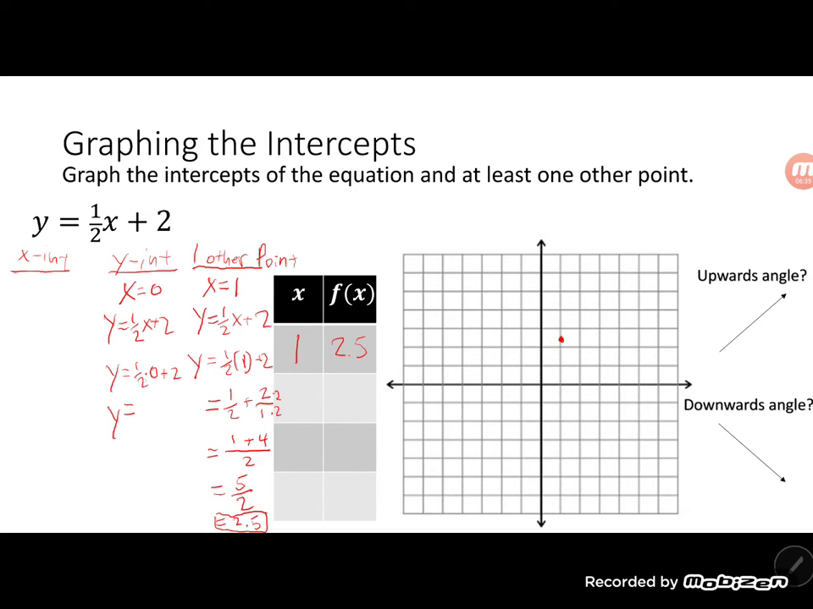I can go ahead and calculate it. 1/2 times 0 is 0, plus 2, which is equal to 2. Beautiful. So that means I plug in 0, I get out 2. So I'll go over 0 and up 1, 2, and plot that dot right there. And that is my y-intercept. Okay?